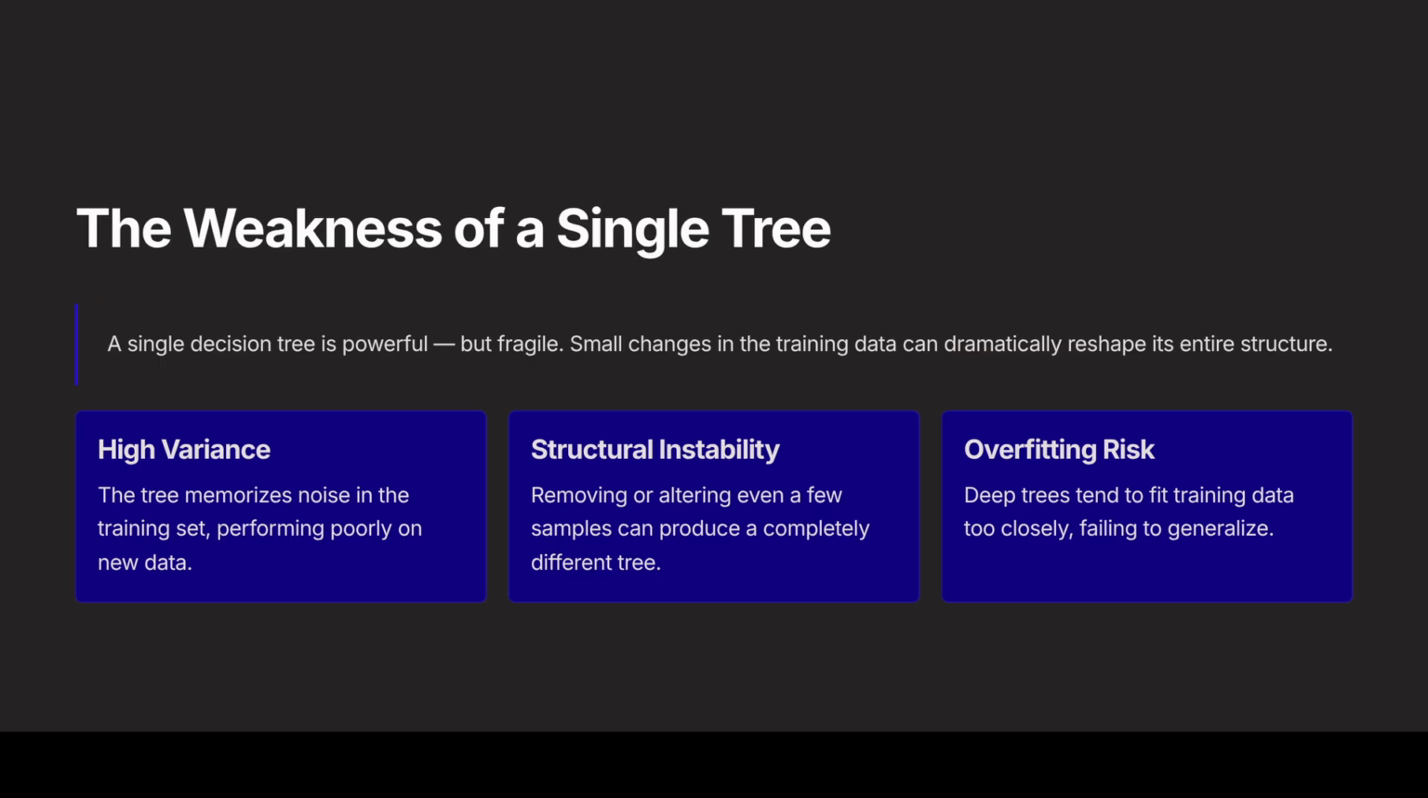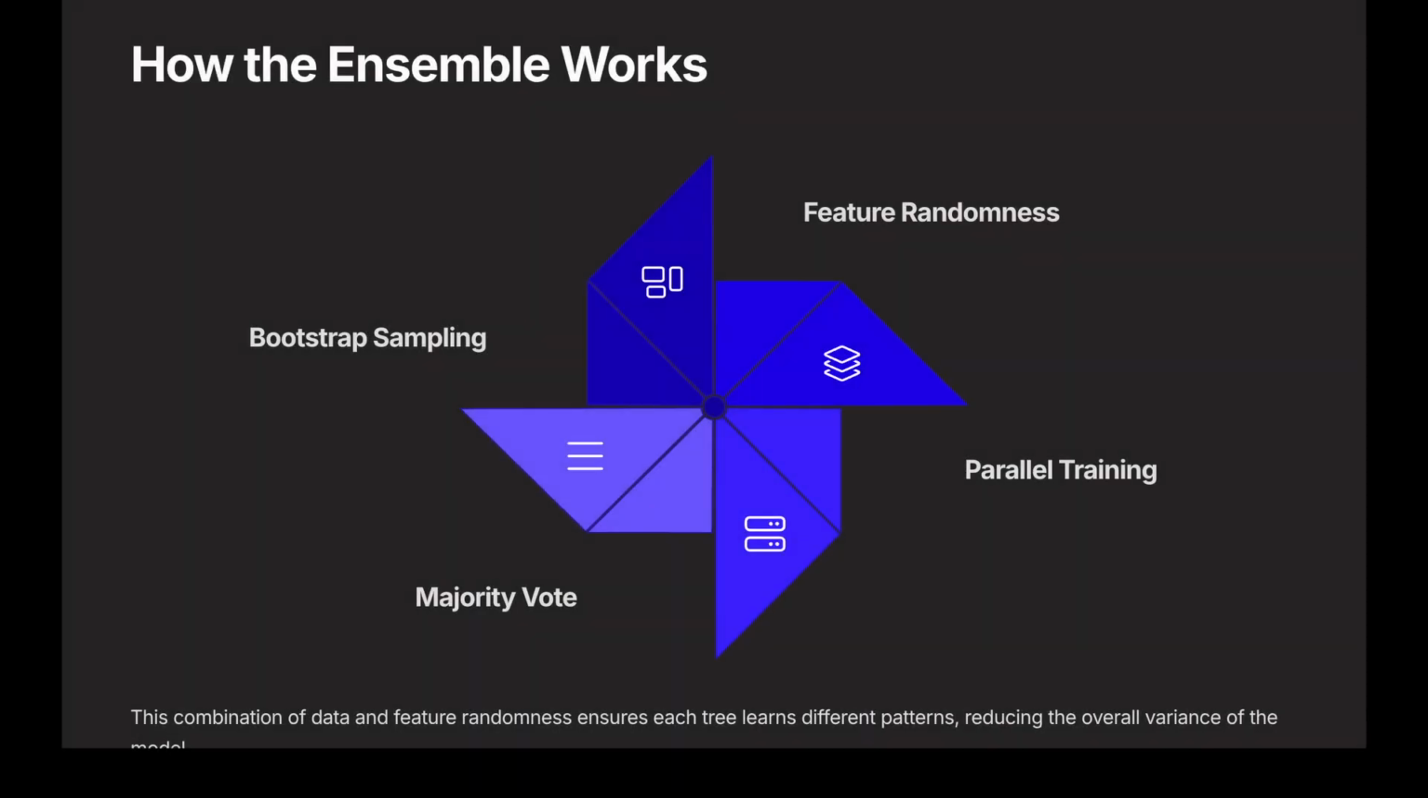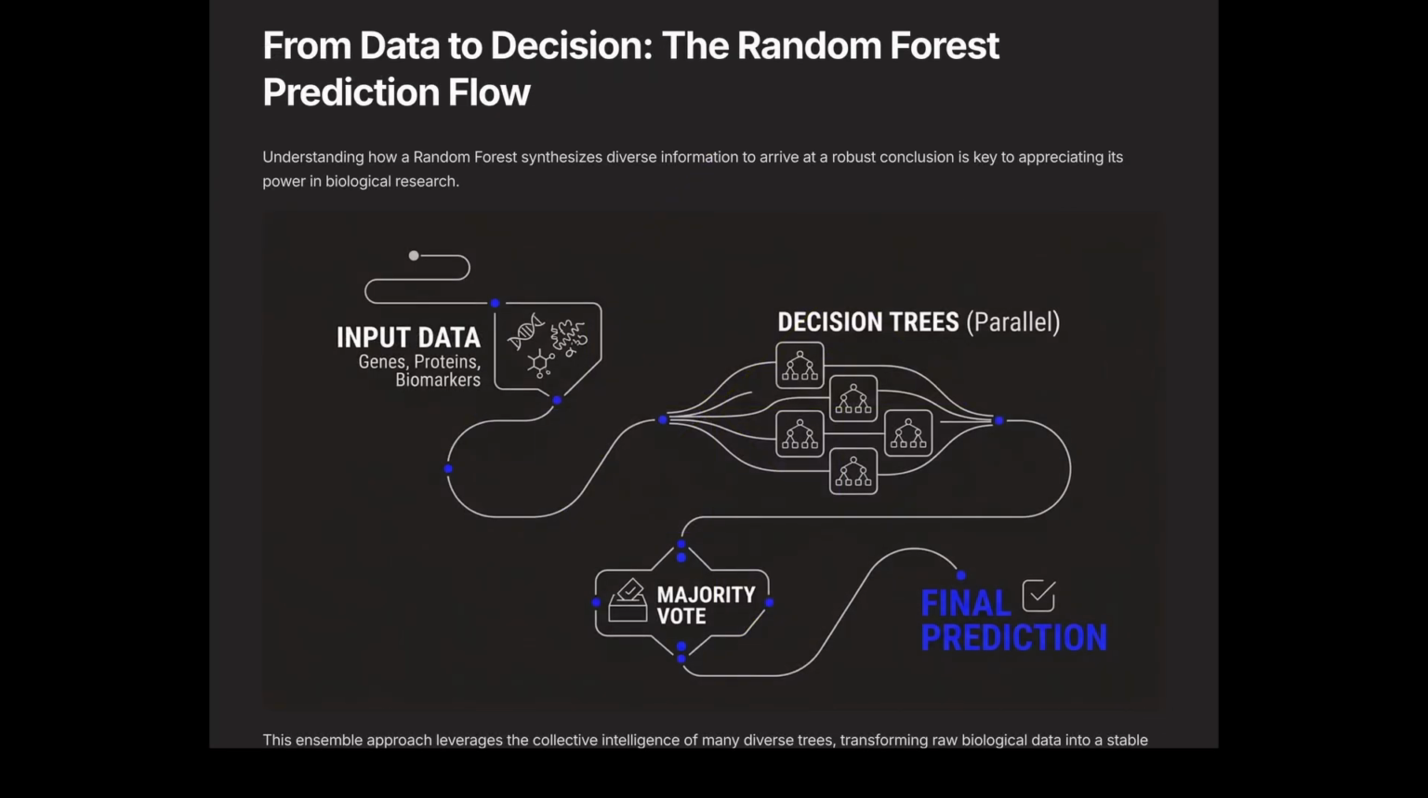However, single decision trees have a weakness. They are extremely sensitive to small changes in the dataset. If the training data changes slightly, the structure of the tree can change dramatically. Random forests solve this problem by combining many decision trees together. Instead of building one tree, the algorithm builds hundreds of trees. Each tree is trained on a random subset of the data and a random subset of the features. This randomness ensures that each tree learns slightly different patterns.